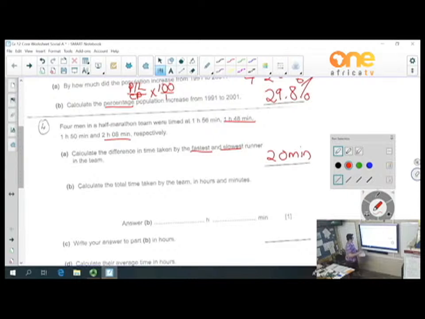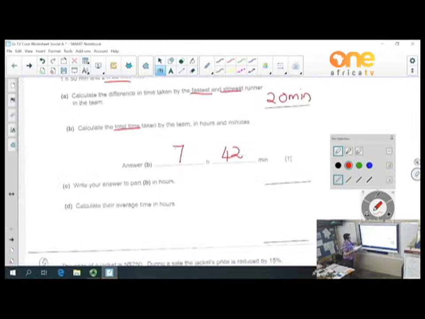Then calculate the total time taken by the team in hours and minutes. So we just have to add all 4. Again, remember there's only 60 minutes in an hour. So if you change it, what did you get? Yeah, that I got 42 minutes. 7 hours and 42 minutes. Leroux, you?